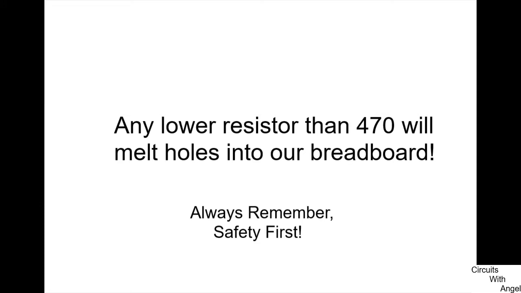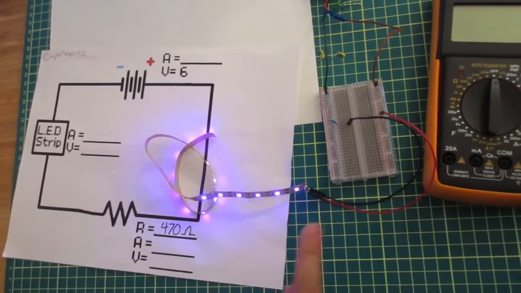The LED strip can be brighter, but we need a lower resistance. If it gets any lower than this, the resistor gets hot over time. And if it gets too hot, it could burn out or melt our breadboard holes, which is way more likely. And that's dangerous, so always remember, safety first.